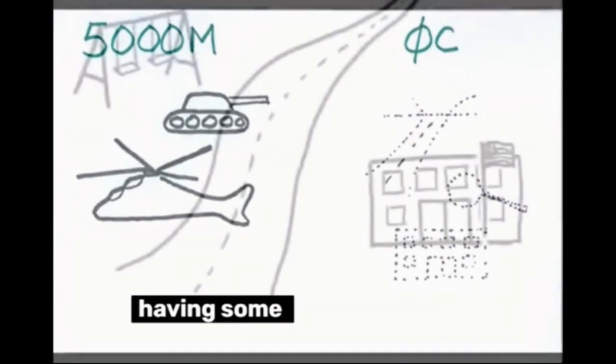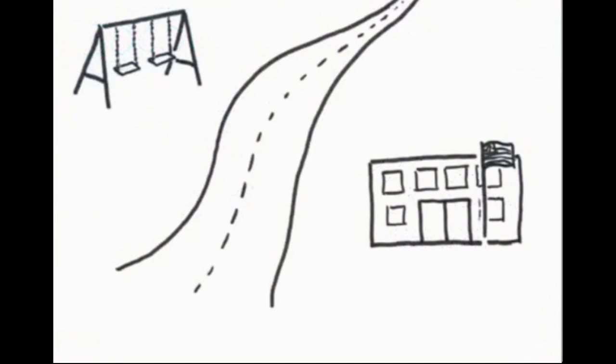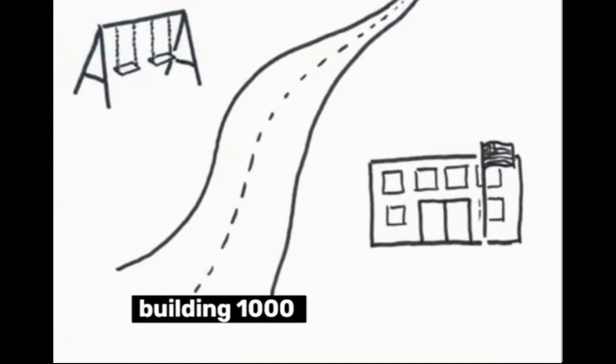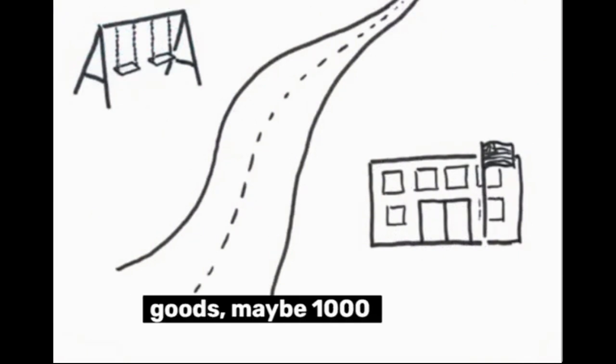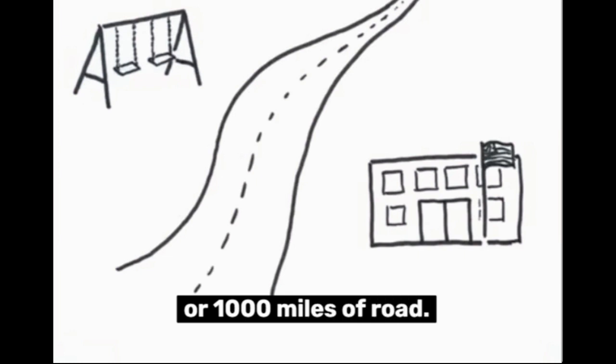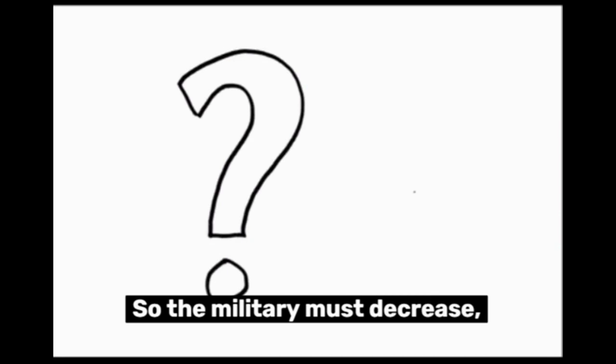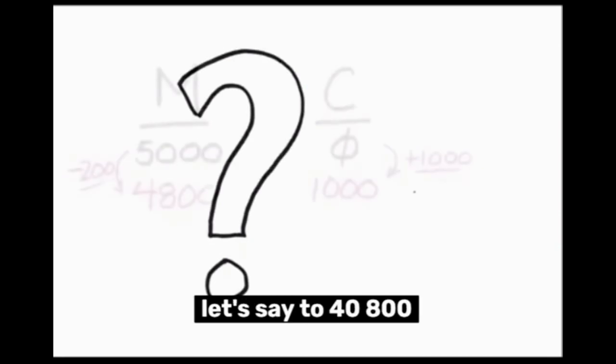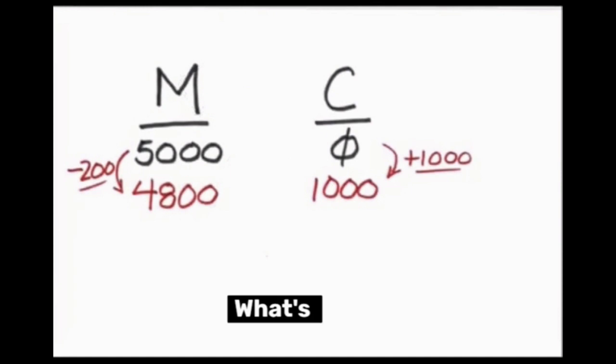What if you want to consider having some roads or schools or parks? Let's say that you're considering building 1,000 units of civilian goods, maybe 1,000 schools or 1,000 miles of road. Where will the resources to produce 1,000 units of civilian goods come from? That's right. You'd have to take the resources away from military production. So military must decrease, let's say to 4,800 units.